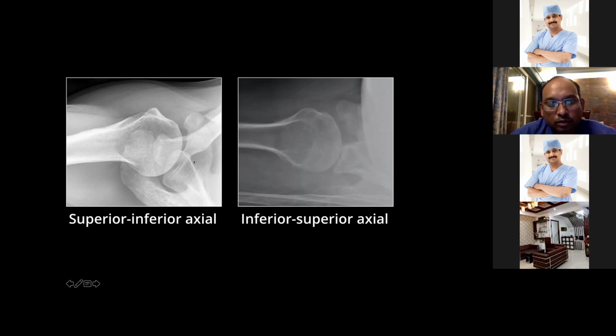This view can also be used to assess if there is any bony Bankart, where you can see there will be a defect in the antero-inferior aspect of the glenoid.